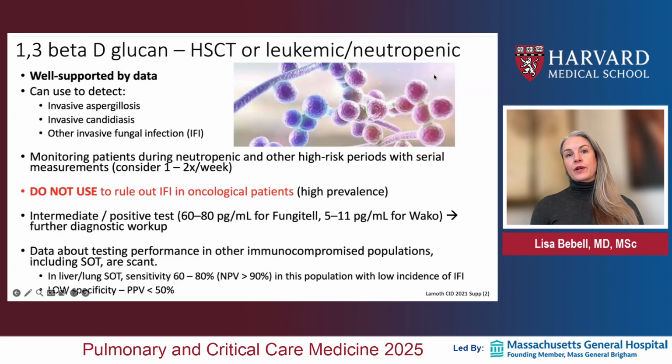However, because of the high prevalence of invasive fungal infections in this population, you cannot use a negative 1,3-beta-D-glucan to definitively rule out an invasive fungal infection in these patients. An intermediate or positive test should be worked up: 60 to 80 for the Fungitell or 5 to 11 for the Wako test. Data about testing performance in other immunocompromised populations, including solid organ transplant, are really not very good. The sensitivity is lower in this population, and it has a very low specificity. So that's why it's generally not recommended in those populations.